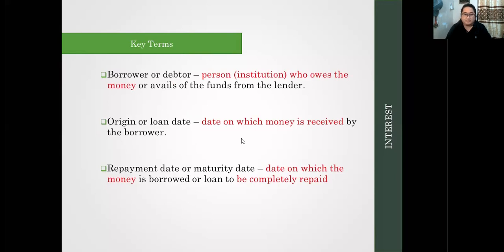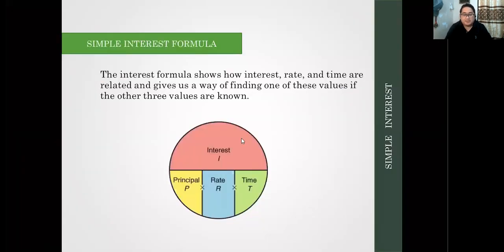Okay? So let's start with simple interest. So the interest formula shows how interest, rate, and time are related and give us a way of finding one of these values if the other three values are given.